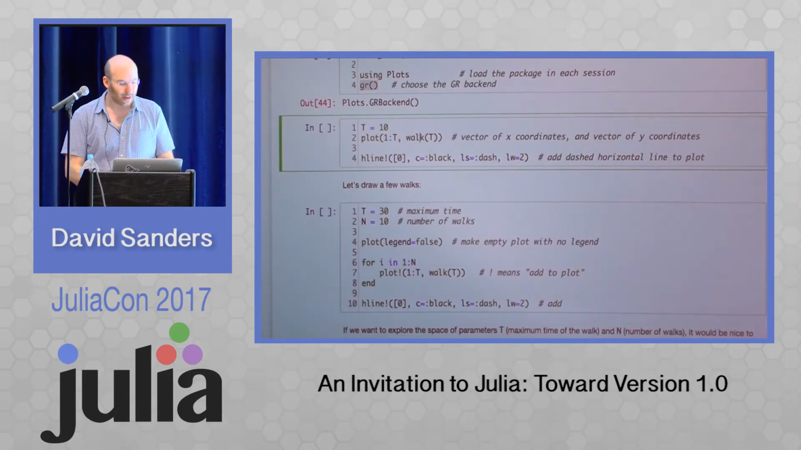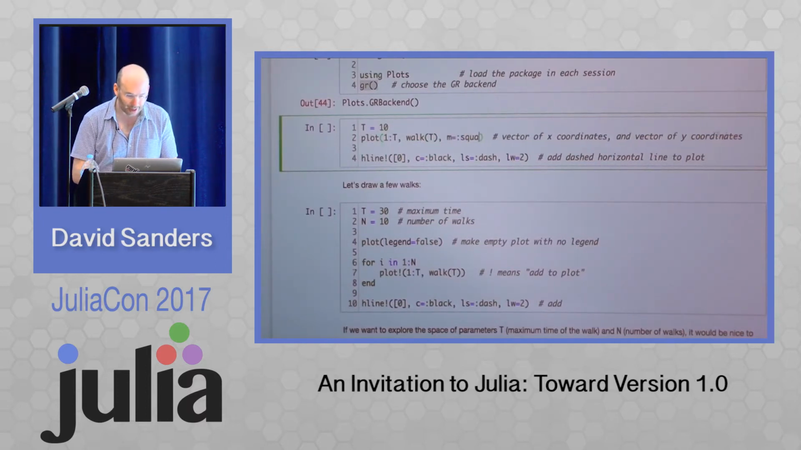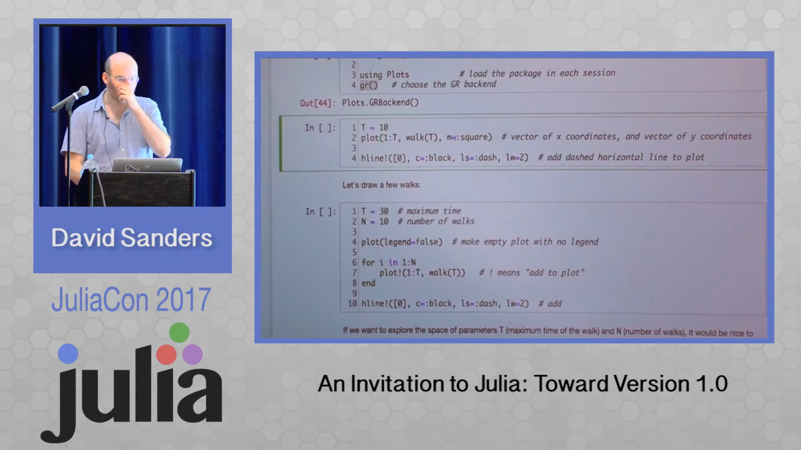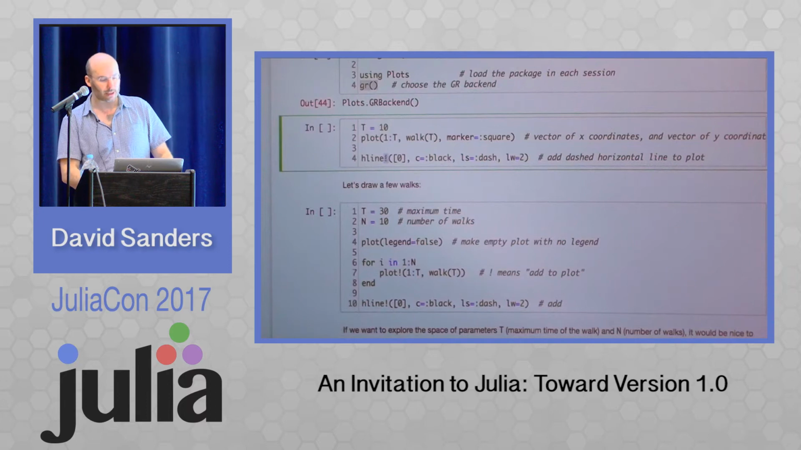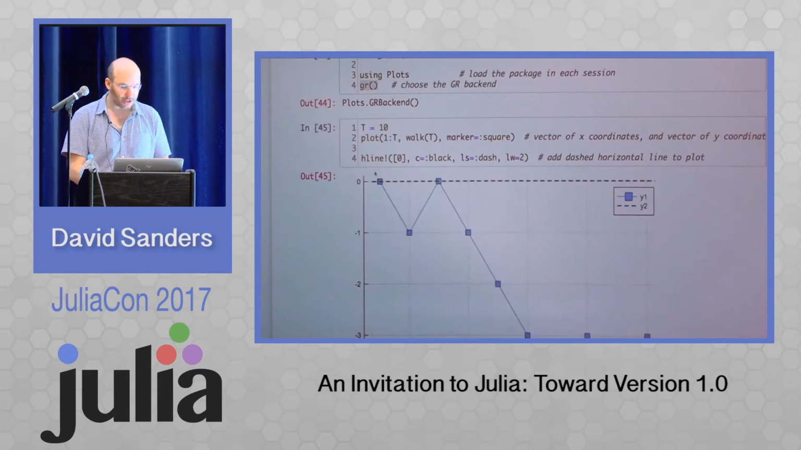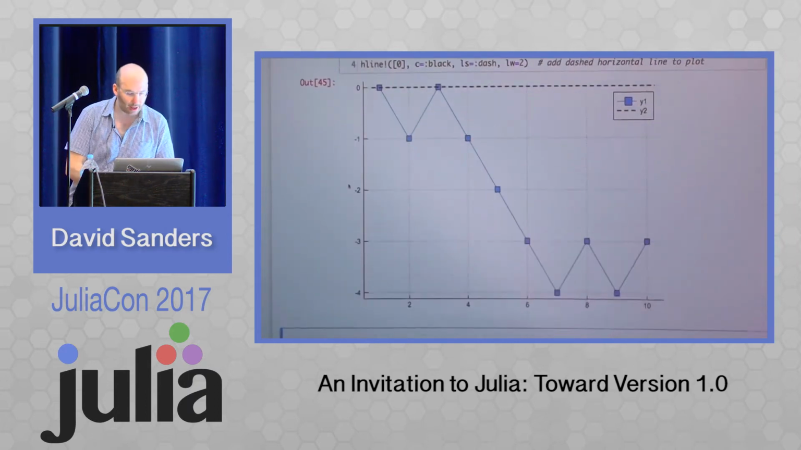So for example, I'm going to plot some lines, and let's add some markers. This m equals is a keyword argument, and I can also write marker equals colon square. Things beginning with colon are called symbols in Julia. It's kind of like a special type of string. The basic command is plot, and I give it two vectors, one which is the x coordinates and one which is the y coordinates, just like in most plotting packages. All of these functions that have bangs or exclamation marks at the end are going to modify the plot. So here I'm going to add a horizontal line. And there we go, there's a nice random walk plotted using GR.